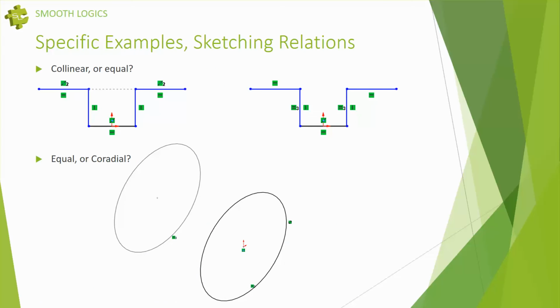So here's another great one, collinear or equal. If you had to draw this, would you want the 2 lines to be collinear, the horizontal lines, or the 2 vertical lines to be equal? You get the identical result at the end of the day.